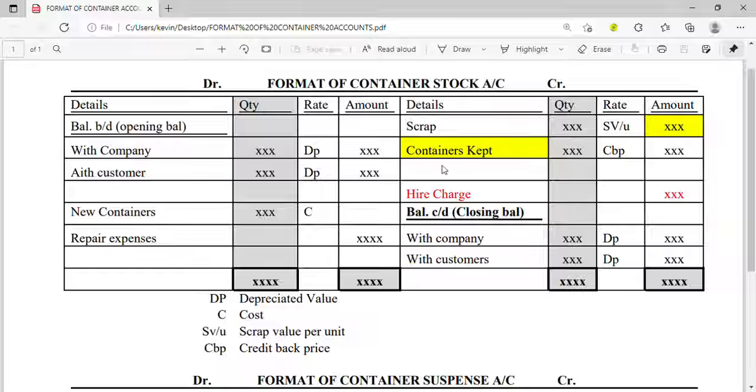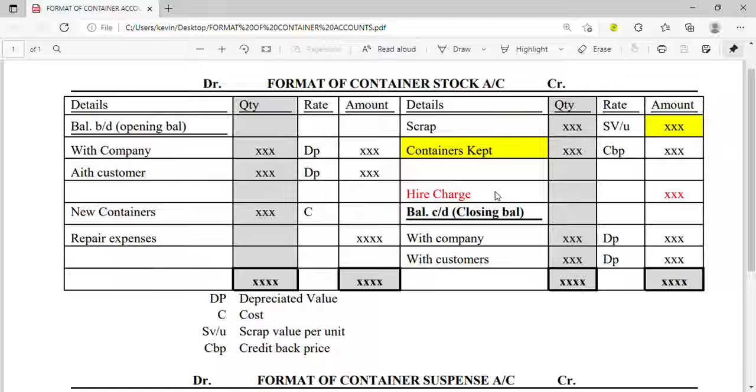Then in case of containers kept by the customers, when customers refuse or fail to return the containers to the business, it's reducing the amount of containers in the business. So you multiply this times the credit back price, the amount that you're supposed to give them back in case they brought back the containers. So you multiply this times this to get the amount.